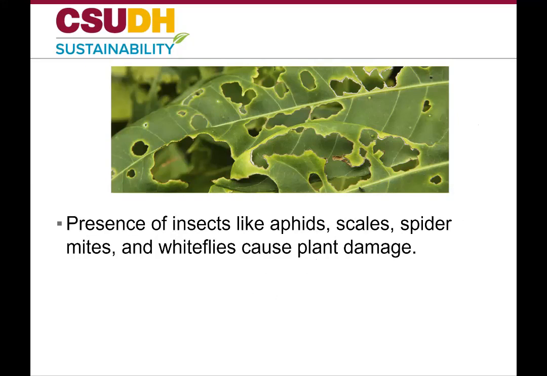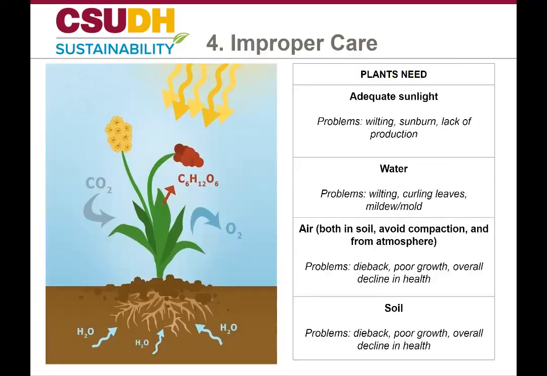So the fourth factor that tends to come into play is improper care, which tends to exacerbate kind of these other conditions that you've seen. When you boil it down, essentially all plants need the same thing. So all plants need adequate sunlight, they need water, they need air, both in the soil as well as the atmosphere, and good soil.